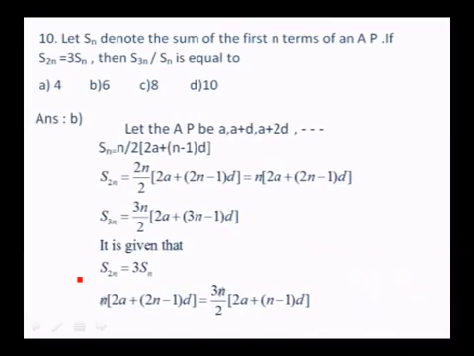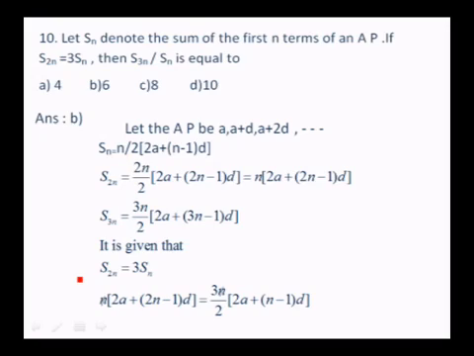Let the AP be a, a plus d, a plus 2d, etc. Sn is n by 2, 2a plus n minus 1 into d. Replace n by 2n. S2n is equal to 2n by 2, 2a plus 2n minus 1 into d. So on simplification you get n into 2a plus 2n minus 1 into d. Put 3n instead of 2n. S3n is equal to 3n by 2, 2a plus 3n minus 1 into d.